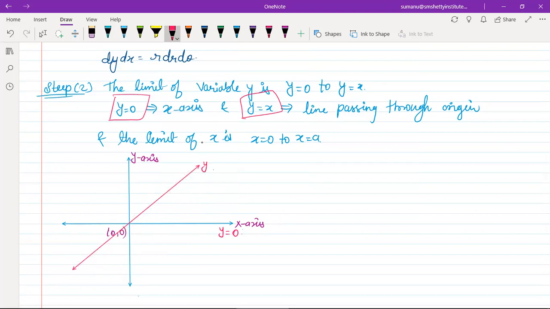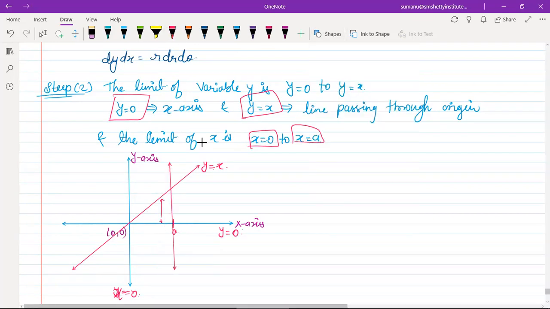So this is your y equals x. Till now y equals 0 is the lower limit, and this is your upper limit. So the region we have got so far is this. Then we have x equals 0 to x equals a. So x equals 0 is our y axis, and x equals a, suppose somewhere over here is my a. So this will be a line parallel to the y axis.